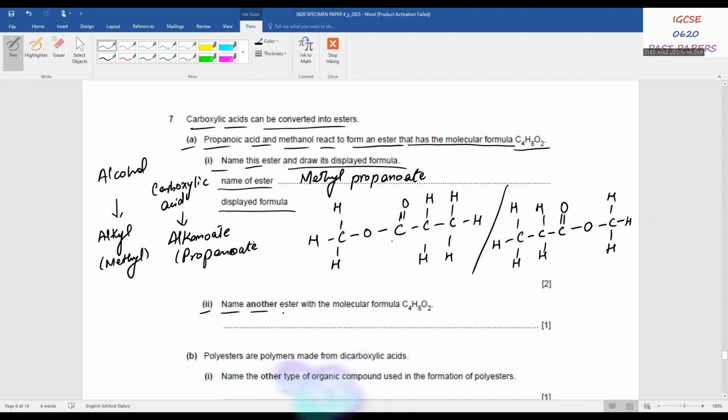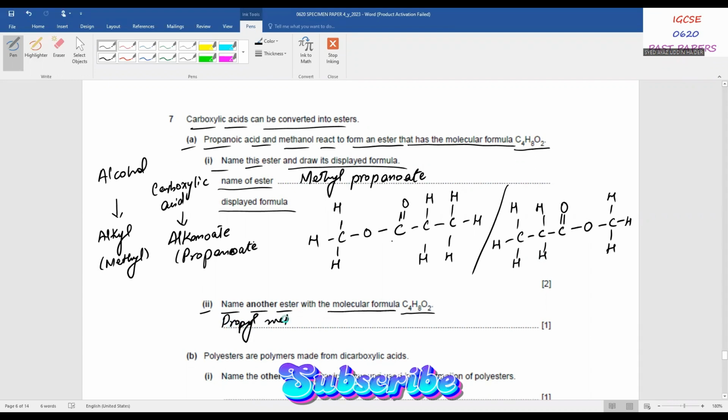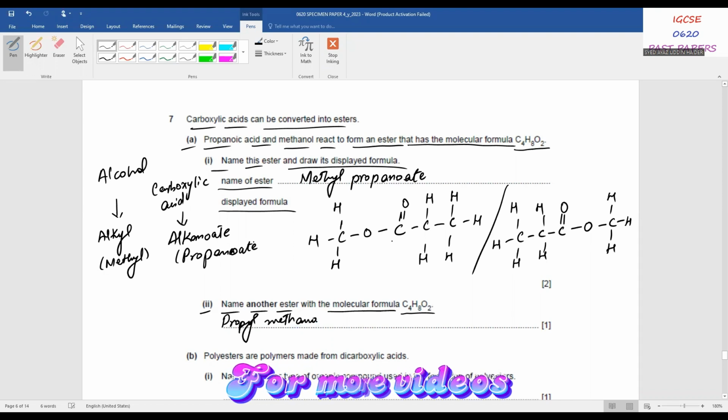Number 2, name another ester with the molecular formula C4H8O2. You can have any ester with this molecular formula. For example, in this case, you can have propyl methanoate. Remember, the total carbon atoms should be 4. So you can have ethyl ethanoate.